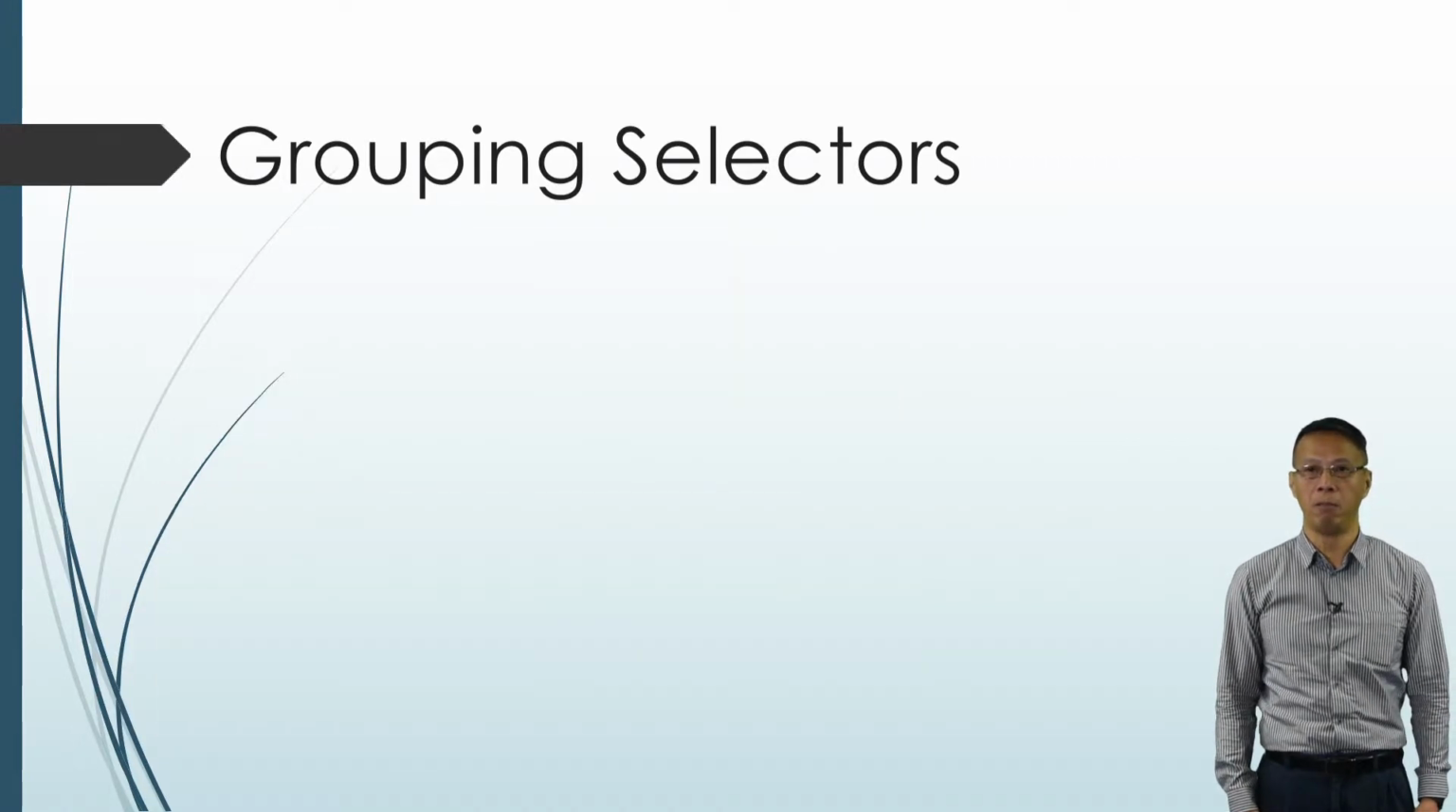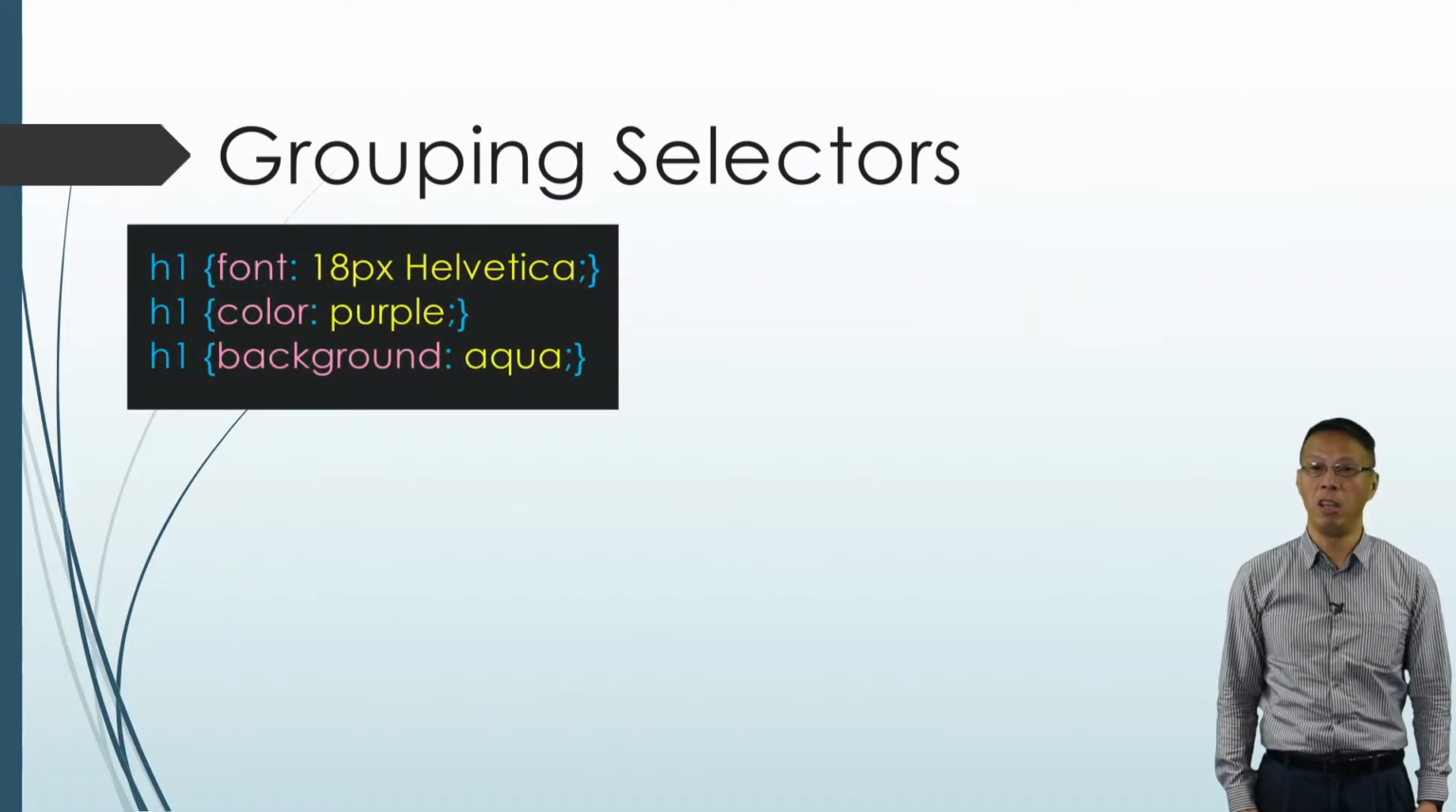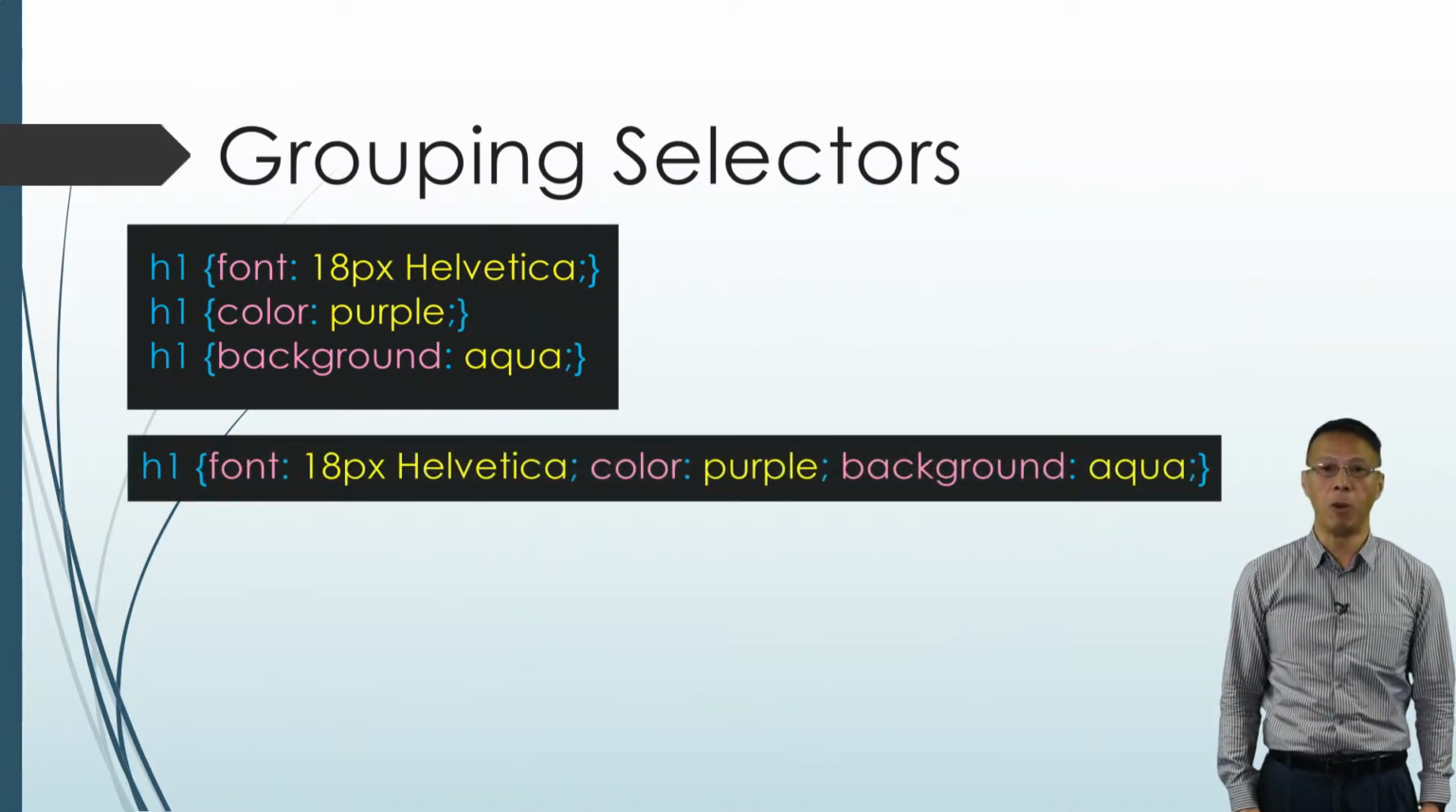Now, besides grouping selectors, we can group declarations also. In this example, we have three CSS rules: H1 controlling the font, also the color, as well as the background. Three different rules. Now, we can combine them and group them all together for creating a declaration block. One approach is here, the second point: H1 controlling the font, color, and background all together within the same brackets.